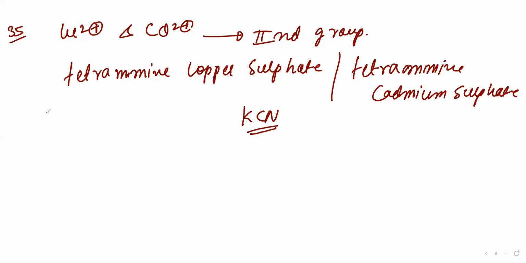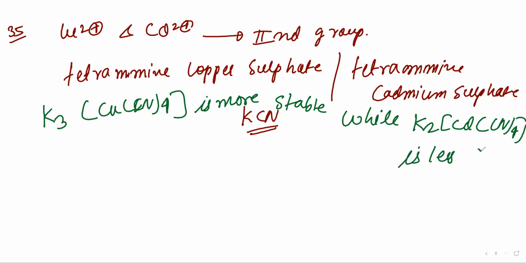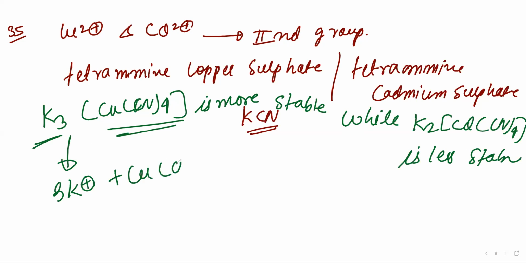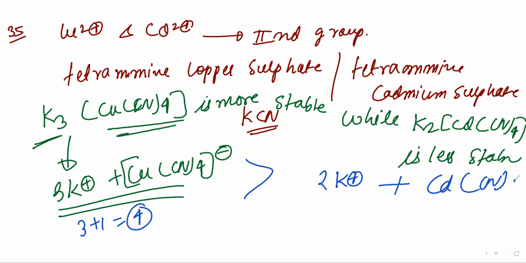So see the explanation. So I will write the molecular form. K3[Cu(CN)4] is more stable, while K2[Cd(CN)4] is less stable, right? Why is it so stable? Because the ions are more. So it will be 3K plus and [Cu(CN)4] minus. So it is more stable as compared to this one. This is 3 plus 1, 4 ions are there. And K2[Cd(CN)4] is 2K plus and [Cd(CN)4] 2 minus. So only 2 plus 1, 3 ions are there. Understood?